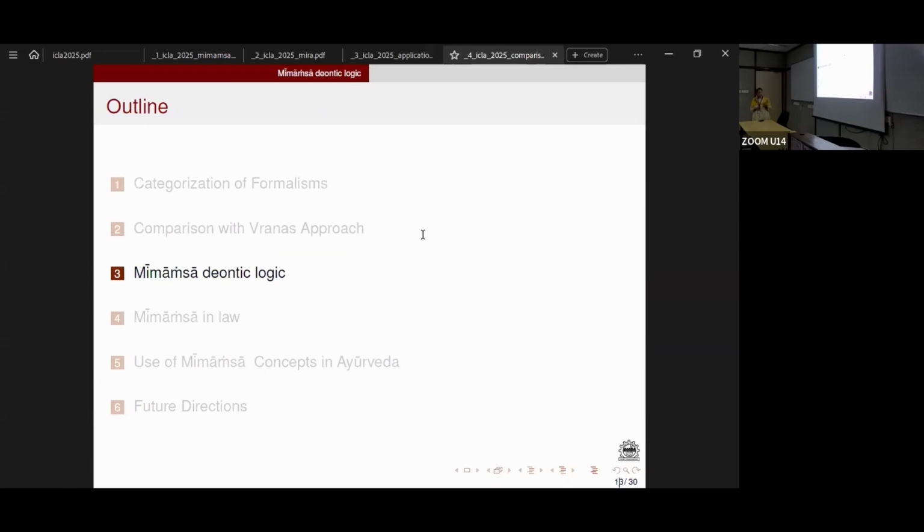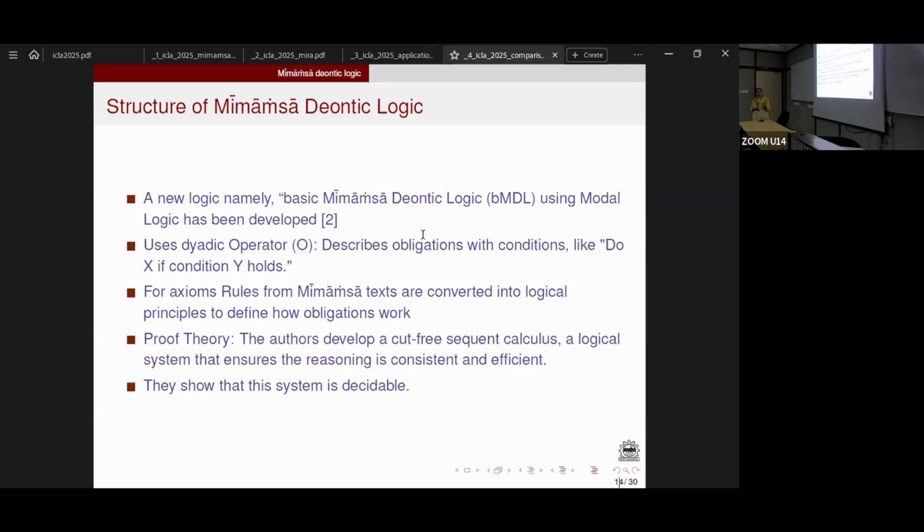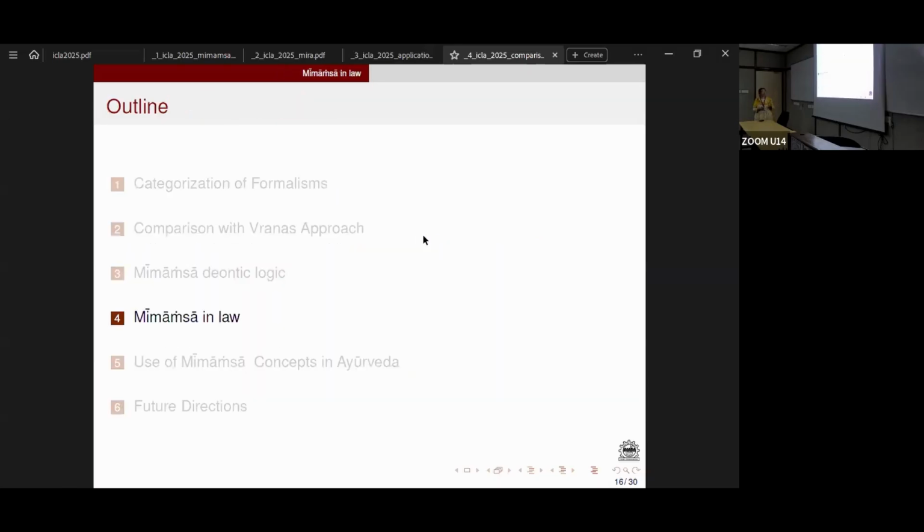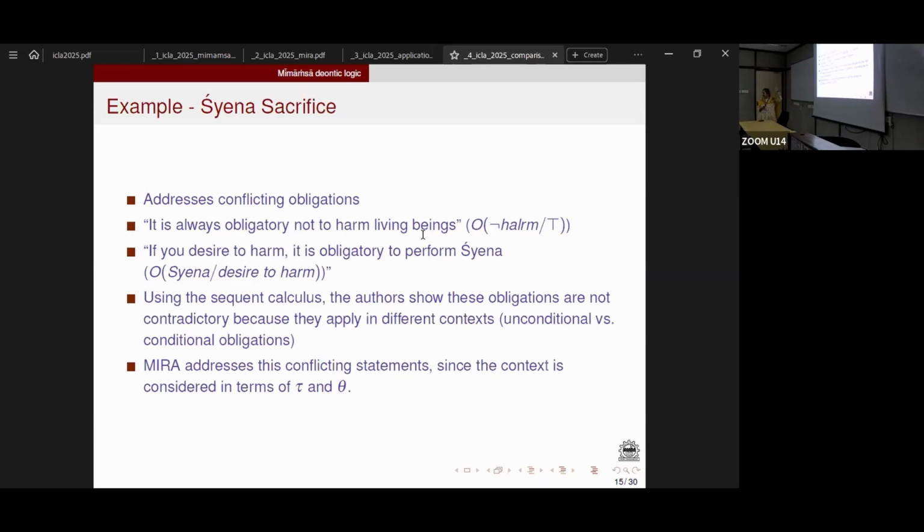Then the other work was done by Elisa Freschi and Agata Ciabattoni on Mīmāṁsā deontic logic. There, they created a basic Mīmāṁsā deontic logic with the obligatory operator, or the didactic operator, like do X only if that condition holds. That is with reference only to the context, basically. Here is an example with two statements: it is always obligatory not to harm living beings, and if you desire to harm, it is obligatory to perform the Shyena Yaga. Both are contradictory, but since this refers only to that context, such statements would be resolved. So they have addressed it in that way. And MIRA addresses it internally, within the formalism itself.